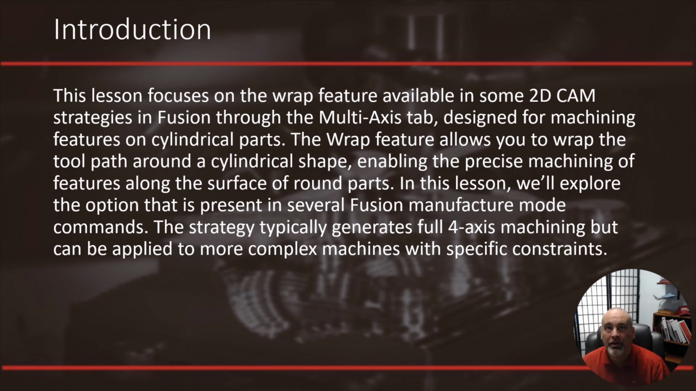This lesson focuses on the wrap feature available in some 2D cam strategies in Fusion through the multi-axis tab, designed for machining features on cylindrical parts. The wrap feature allows you to wrap the toolpath around a cylindrical shape, enabling the precise machining of features along the surface of round parts. In this lesson, we'll explore the option that is present in several Fusion manufacturer mode commands. The strategy typically generates full 4-axis machining, but can be applied to more complex machines with specific constraints.